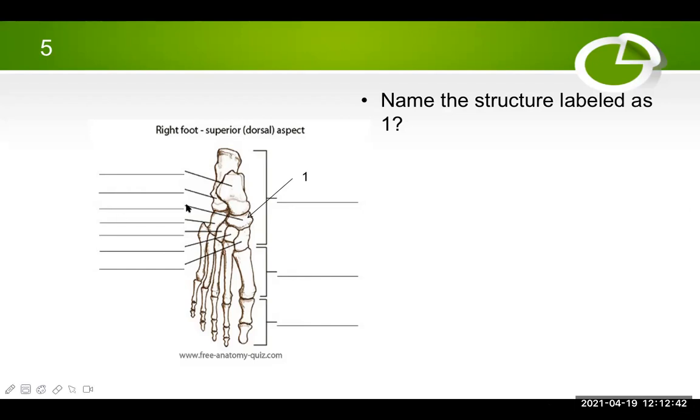Now see here. This bone is talus. This is calcaneum, or calcaneus, whatever you want to say. This is the navicular bone, that is right. This is a boat-shaped bone. This is navicular, and here is a cuboid. So this is called the navicular bone.